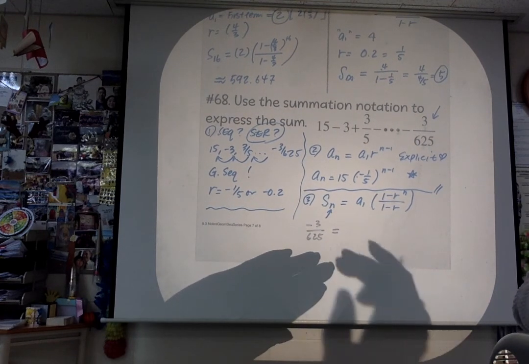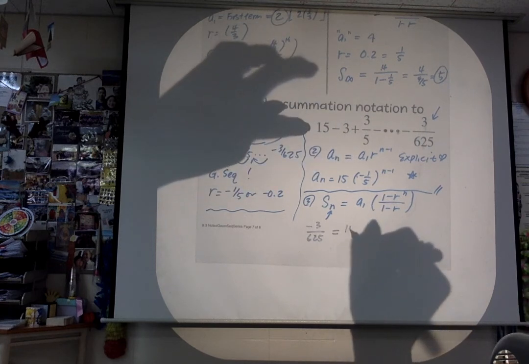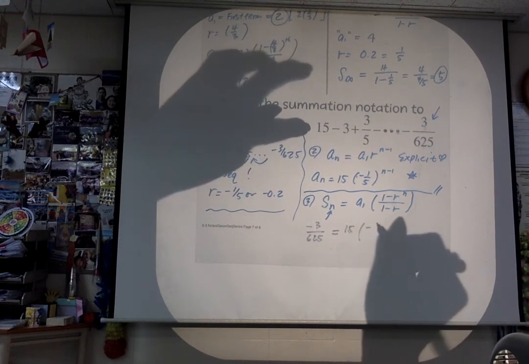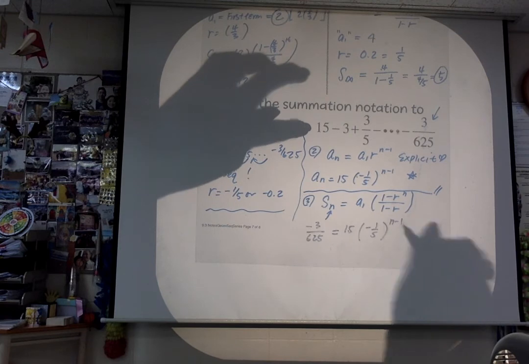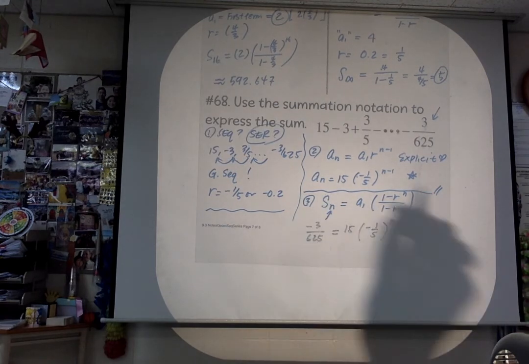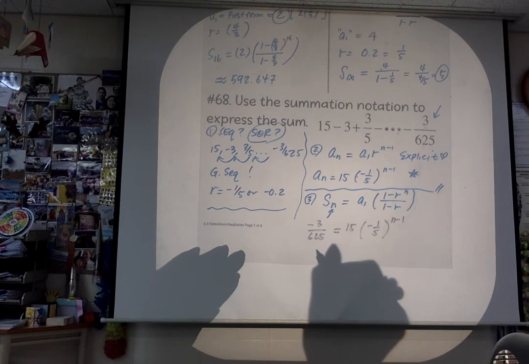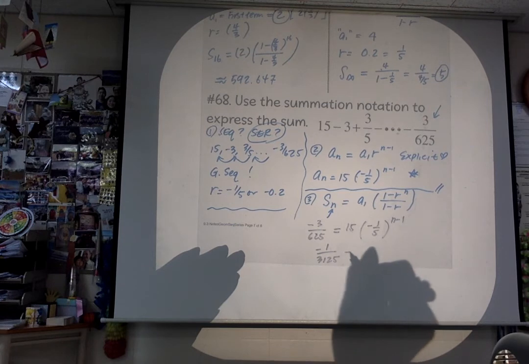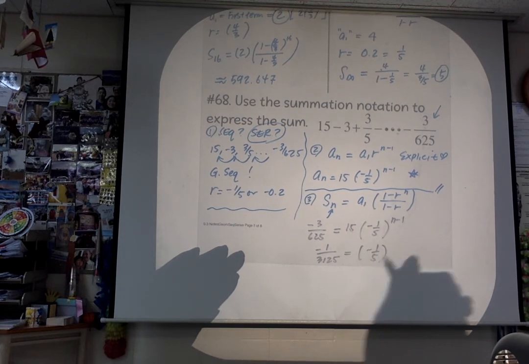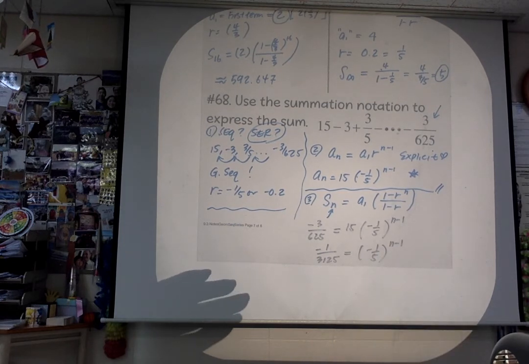A sub 1 is 15, and your common ratio is negative 1/5 to the n minus 1 power. So we have to do the calculation. I'm going to first divide both sides by 15, and I end up with this nice value: negative 1 over 3125 is equal to negative 1/5 to the n minus 1.